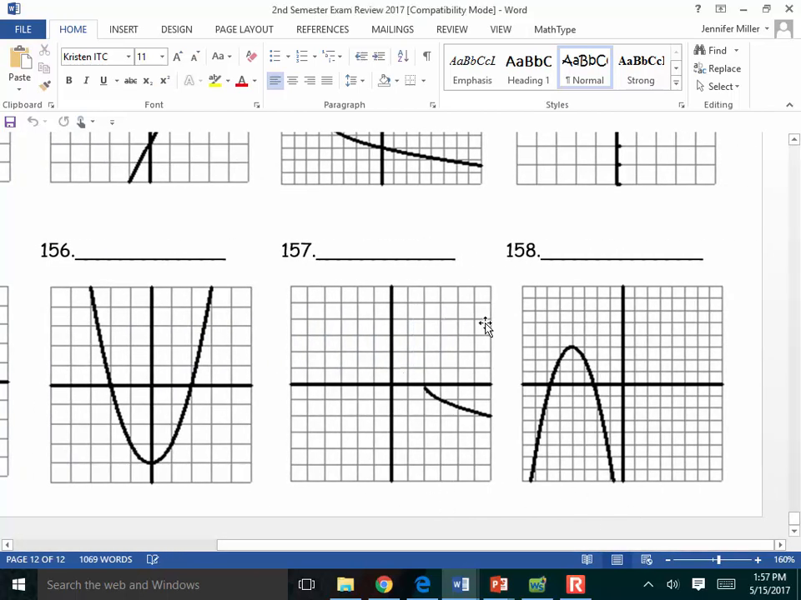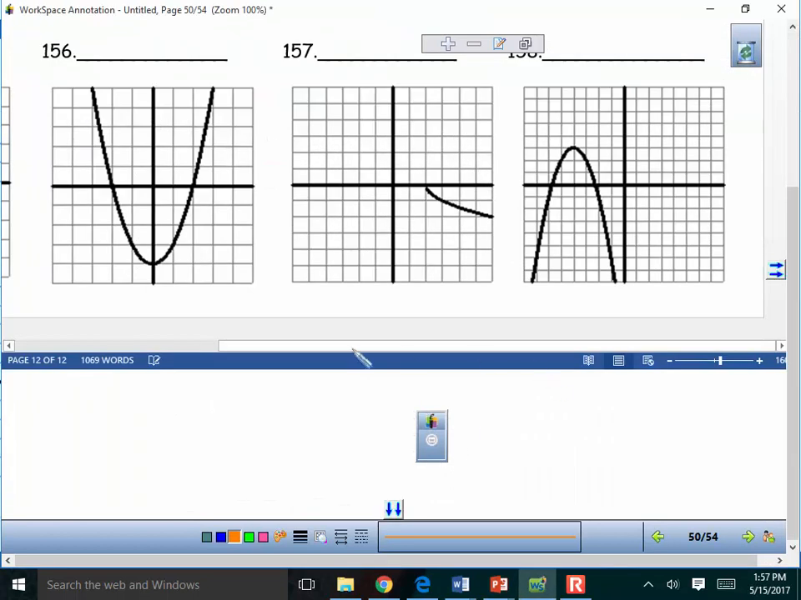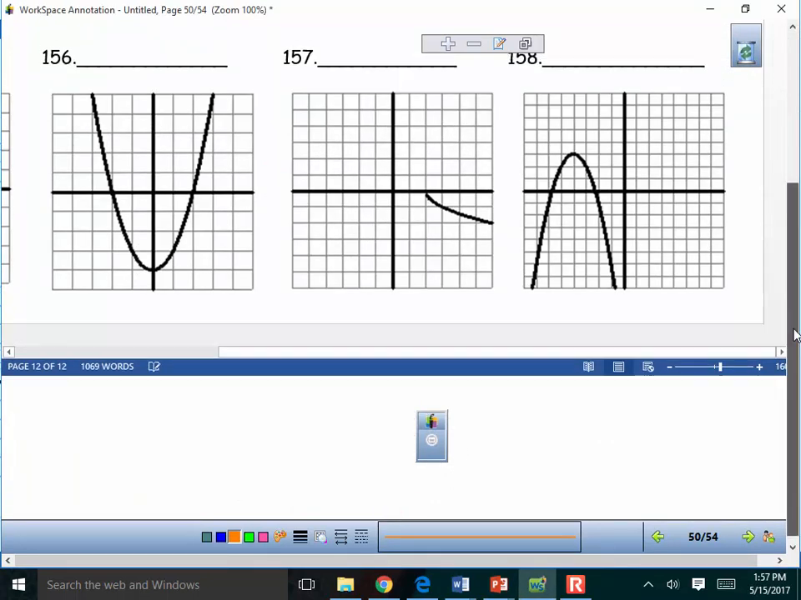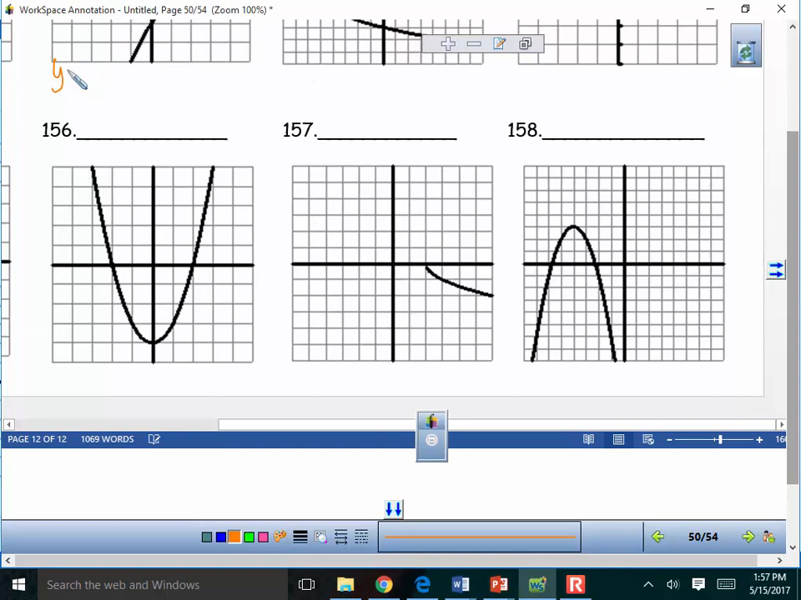Vertex form is really the same thing as what we've been doing. Y is equal to a times x minus h squared plus k, where hk is our vertex. So what's our vertex here? 0, -1, 2, 3, 4. So this is y is equal to 1 times x minus 0 squared minus 4. And you don't have to have minus 0. It can just be x squared.